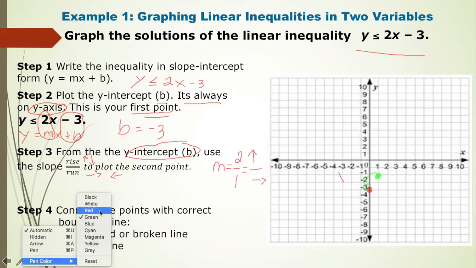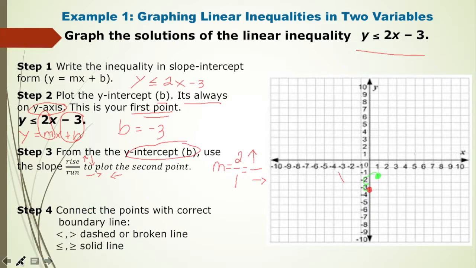So the boundary line that we are supposed to use is what? Since we use less than or equal to, we will use a solid line. So let us connect using a solid line. Alright, let us connect this one all the way up and down. So the question now is, where would be the shaded region?